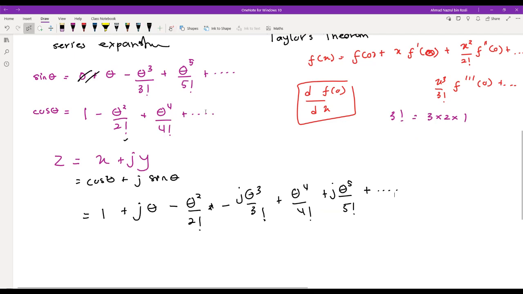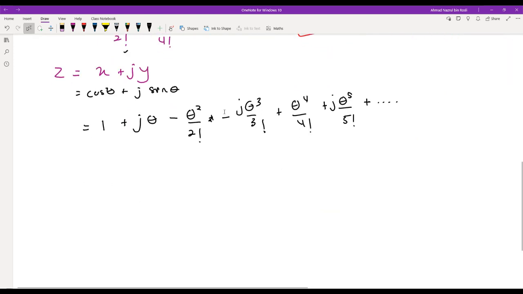Then we can continue here. So this is a bit tricky. We have 1 plus j theta, it's not a problem. Just to remove the negative here, negative 1 is equal to j square. Remember, j is equal to square root of minus 1. So minus 1 is equal to j square.